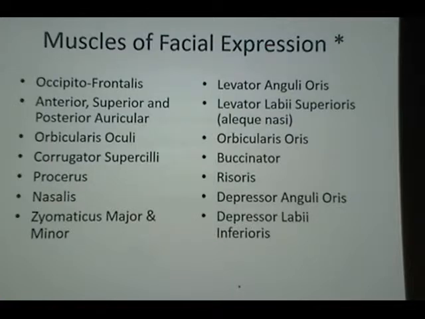Then there are these two muscles, one above and one below at the corners of the mouth. The one that's above is called the levator anguli oris, and that helps you smile. And one comes and pulls down the corner of the mouth, and that helps you frown.